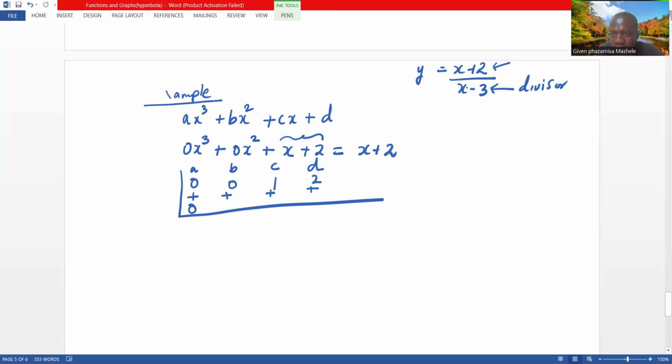So what is my divisor? My divisor is x minus 3. So let's solve for x. So this will be 3. So if I put 3 here, I'm going to multiply. So let's start. 0 plus 0 is 0, so we put 0 here. 0 times 3 is 0. 0 plus 0 is 0. 0 times 3 is 0. 1 plus 0 is 1. 1 times 3 is 3. Then we add this. This gives us 5. So it means this is the remainder.